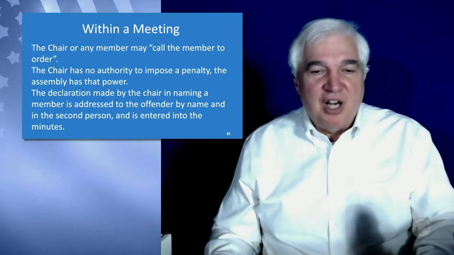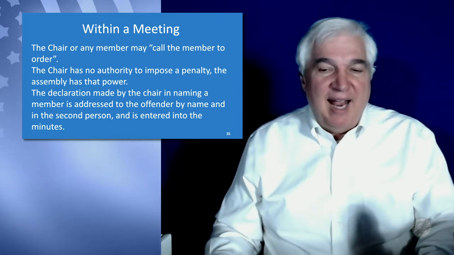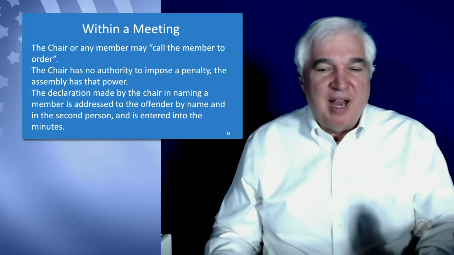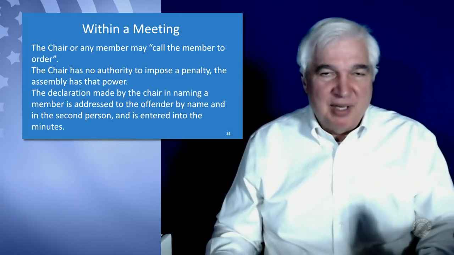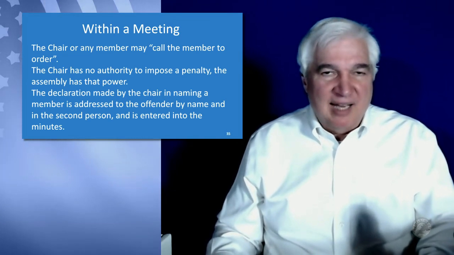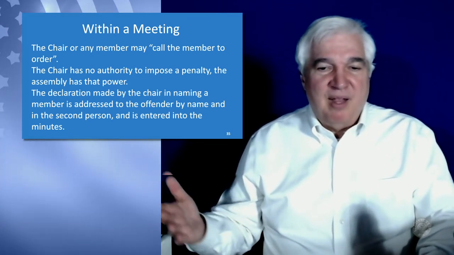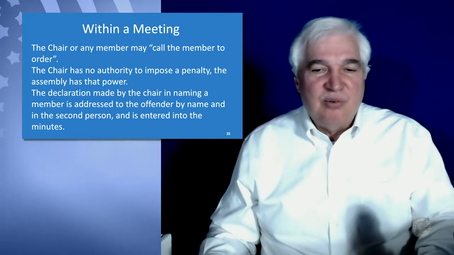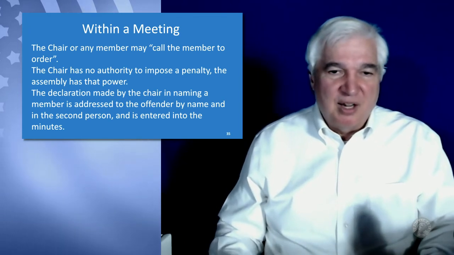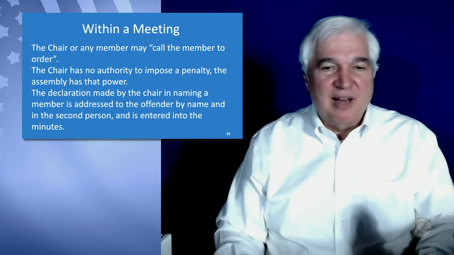The declaration made by the chair in naming a member is addressed to the offender by name and in the second person and is entered into the minutes. So what gets entered into the minutes, and this is one of the areas where it's a little bit more than just the actions that happened to a motion, the minutes should include what the person was saying. So if you have someone ascribing fraudulent intent for whatever they're proposing, the language used by the offending member gets recorded in the minutes so that you can recall it later if a discussion about that continues.